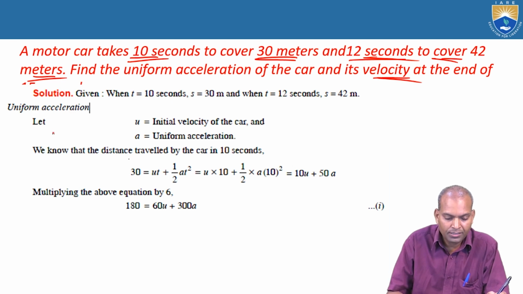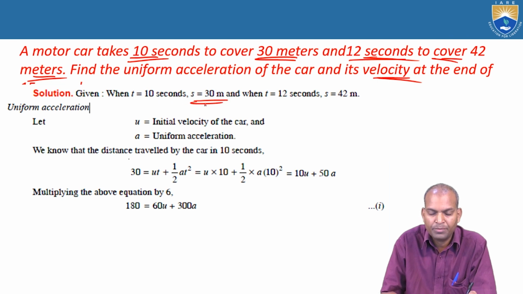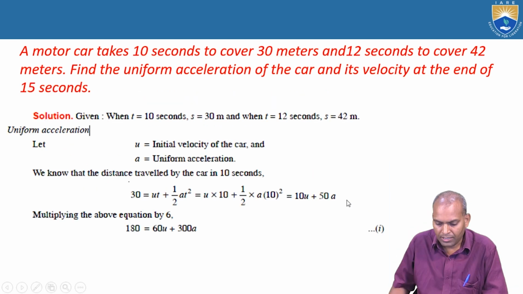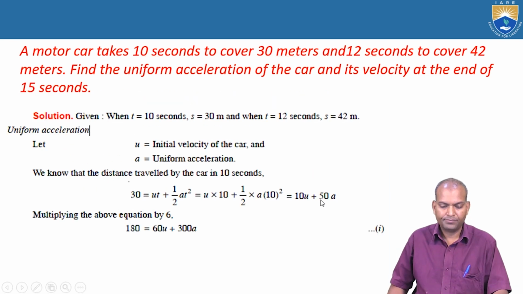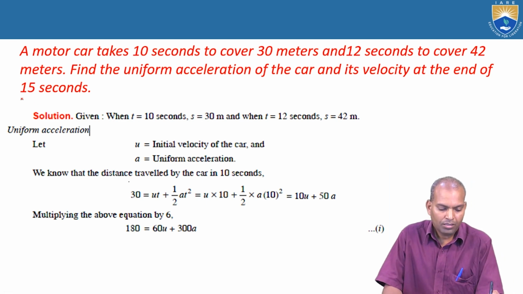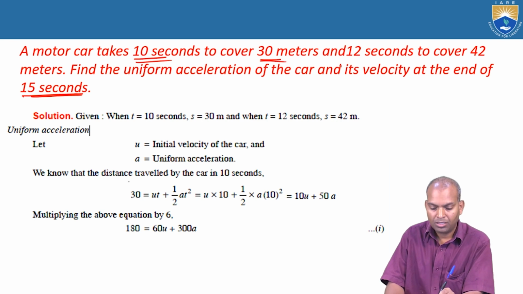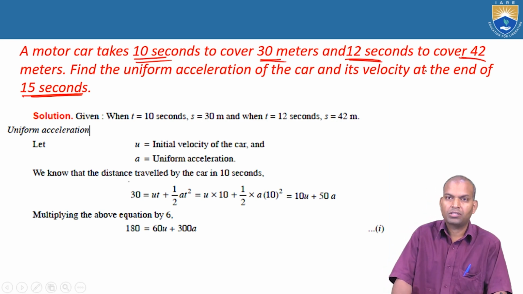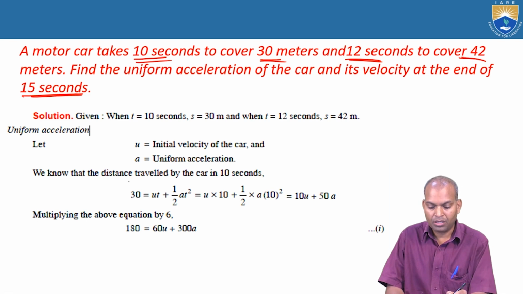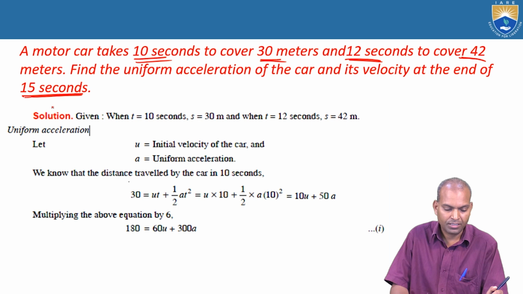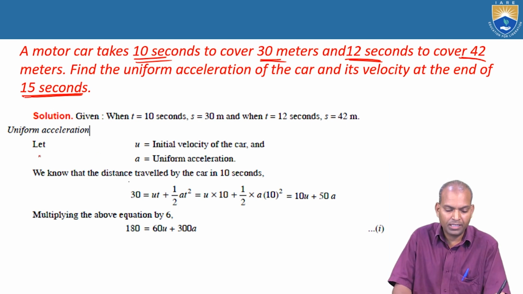Now we are going to find, here, when t equals 10 seconds, the given data is s equals 30 meters, and t equals 12 seconds, s equals 42 meters. Now we have to find the velocity at the end of 15 seconds. So 10 seconds, 30 meters; 12 seconds, 42 meters. We need the acceleration of the car and its velocity at the end of 15 seconds. Based on this, let us begin the solution.